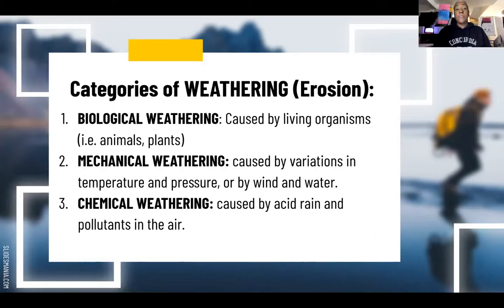So biological weathering is caused by living organisms, right? So when you hear biosphere, biological, you should think about living organisms, such as animals and plants. Mechanical weathering is caused by variations in temperature and pressure, or wind and water. Chemical weathering is caused by acid rain and pollutants in the air.